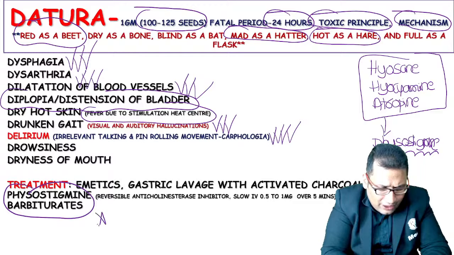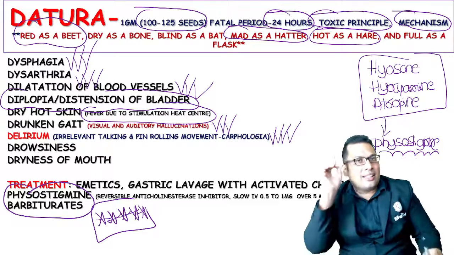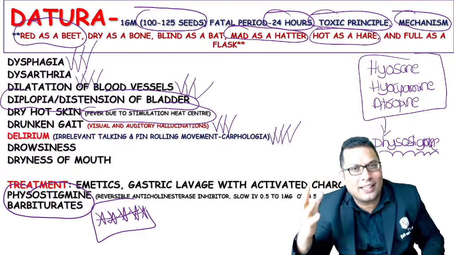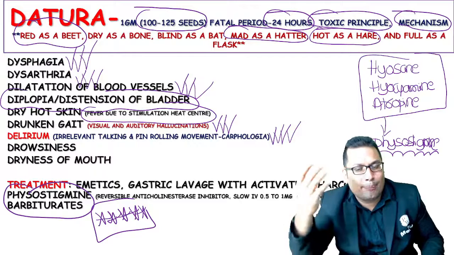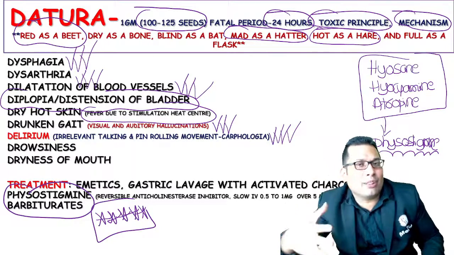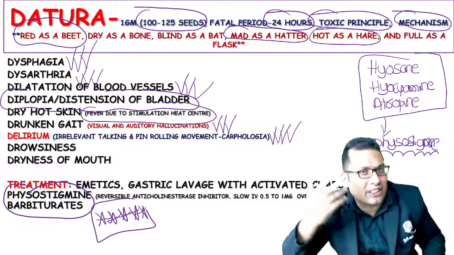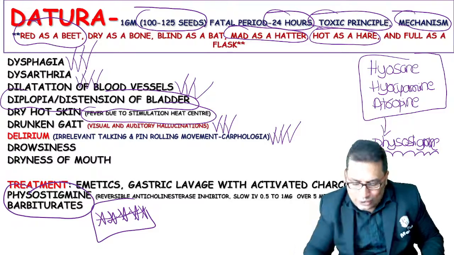This is a very important topic, very commonly asked in your exam. Please try to remember: red as a beet, dry as a bone, blind as a bat because of diplopia, mad as a hatter, hot as a hare, full as a flask. Signs and symptoms of datura can be remembered with the help of 9D manifestation. Drug of choice is physostigmine.